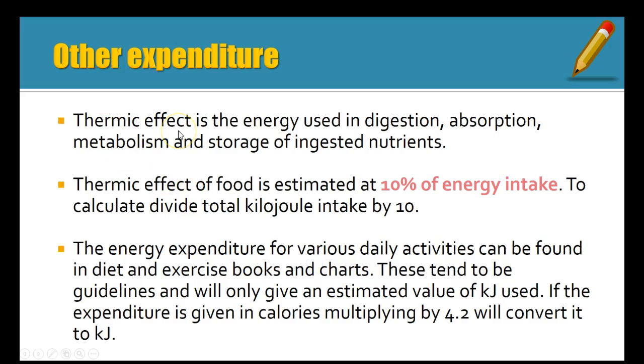So thermic effect of food is another type of energy expenditure, and it's the energy that is used for digesting, absorbing, and breaking down your ingested nutrients. And it's roughly 10% of the energy that you take in. So if you've got a total of 8,700 kilojoules, your thermic effect of food will be 870, because you just divide that number by 10.